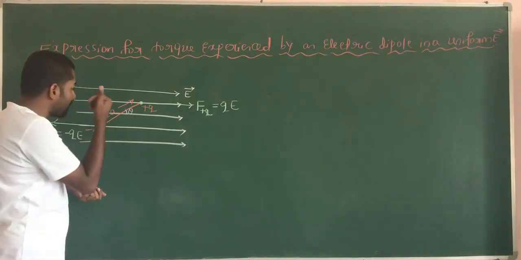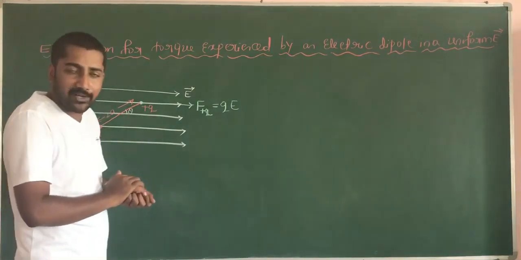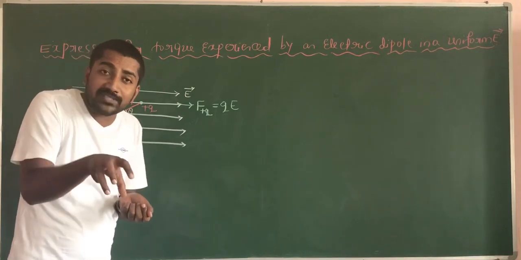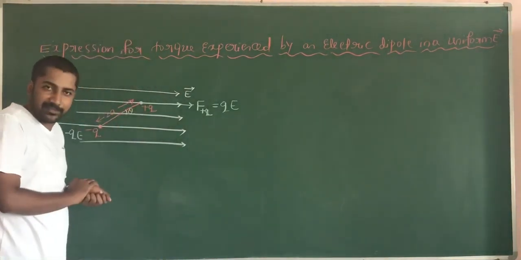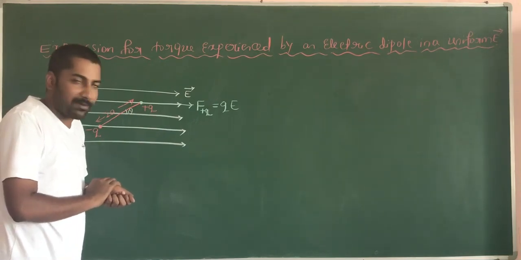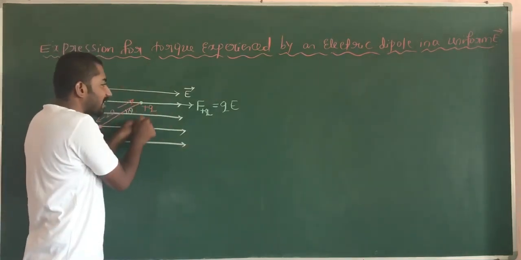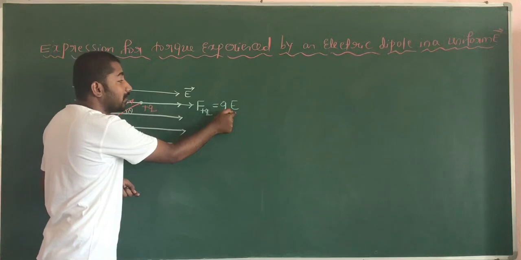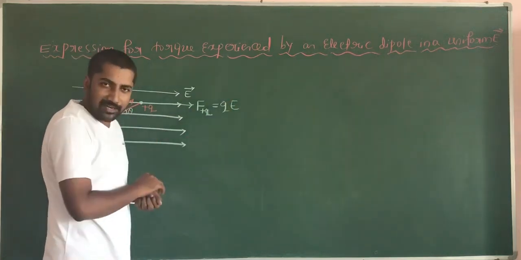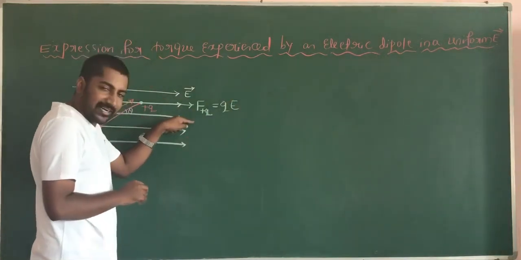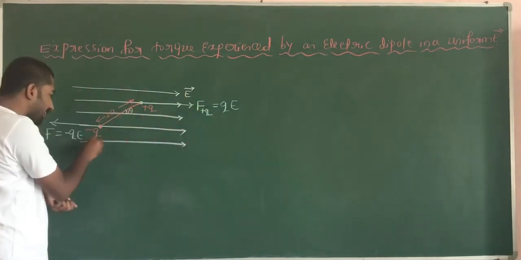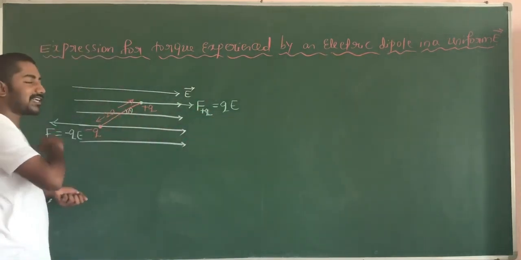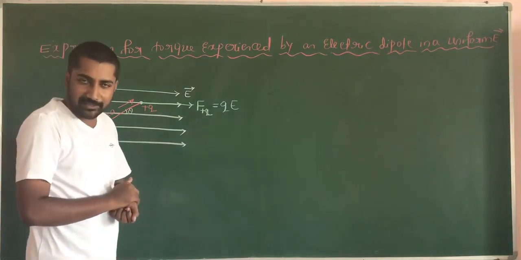Now the net force acting on this particle is 0. But the couple of force is present due to these opposite charge particles. The force acting on the positive charge is F equal to Q into E, along the direction of, or parallel to, the direction of the electric field. The force acting on the negative charge is anti-parallel to the direction of the electric field.